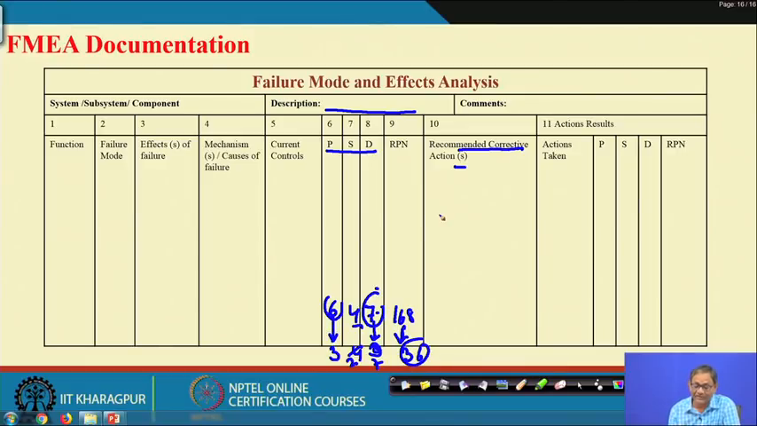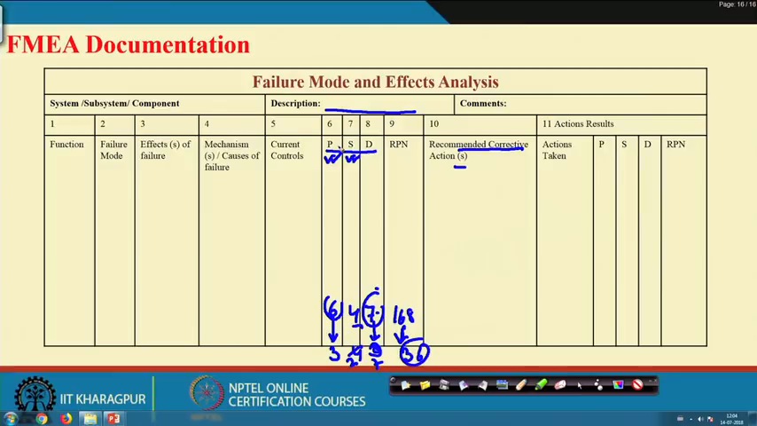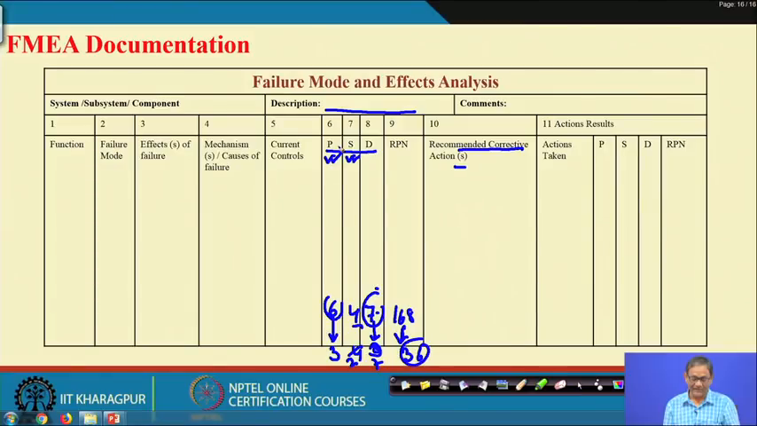Preventive actions, what will happen? It will improve the probability, means reduce the probability of occurrence. Mitigative actions reduce the severity of occurrence, and detectability part is primarily in the preventive side. So, it will help you in detecting that failure mode occurs. So, that means it is in the mitigative set. Failure mode has occurred, immediately take actions.